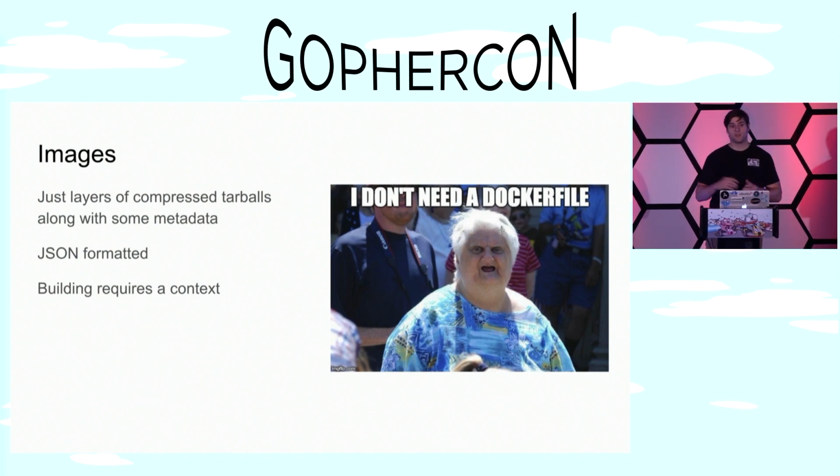For those of you who don't know, a Docker image is just layers of tarballs put in a JSON format. There's an image specification. You have to Google it. I forget exactly how to find it, but it's there.